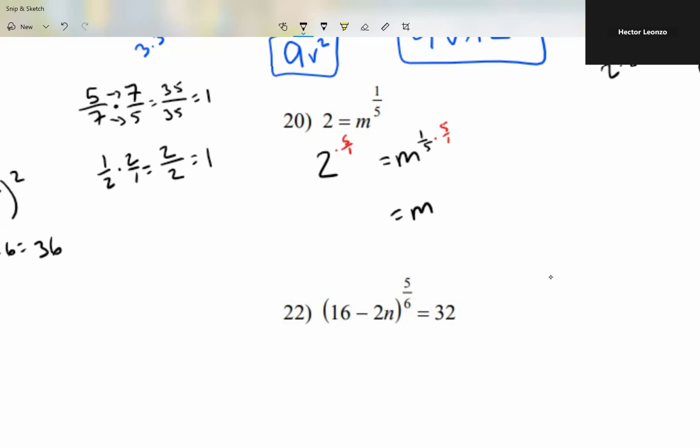Now here I have basically 2 to the 5th, right? Because 5/1 stops being a fraction. Now, isn't 2 to the 5th basically 2 multiplied by itself 5 times? So I mean 2 times 2 times 2 times 2 times 2. What's that? 32? Okay, so there you go. m is equal to 32.